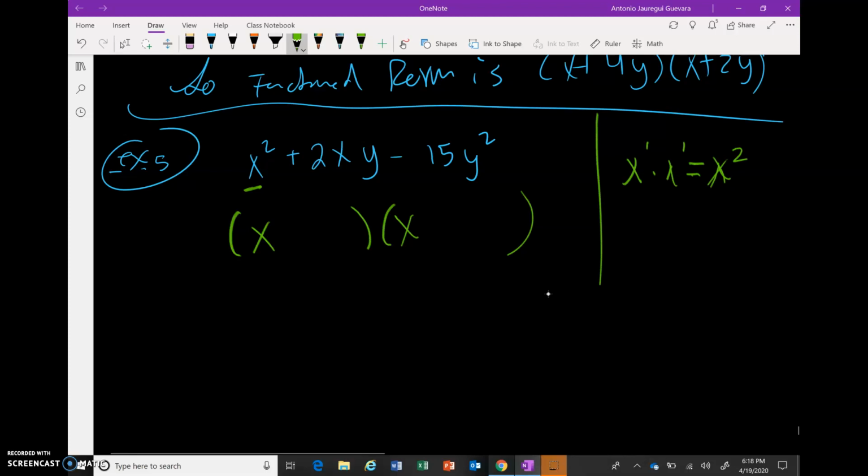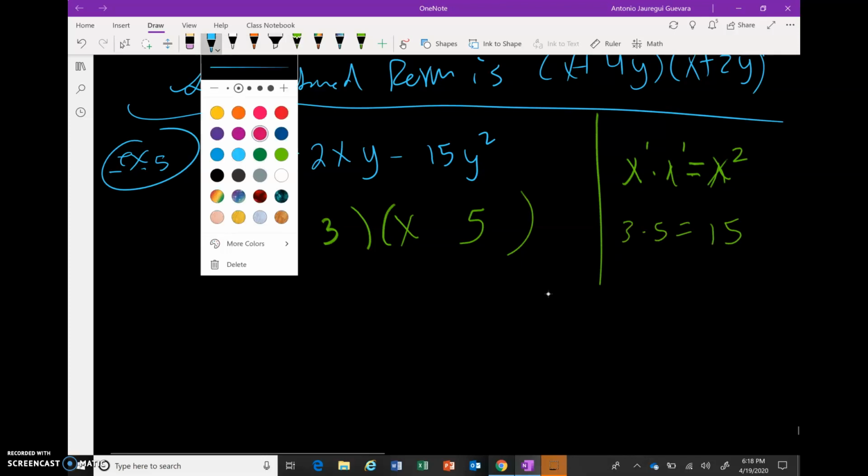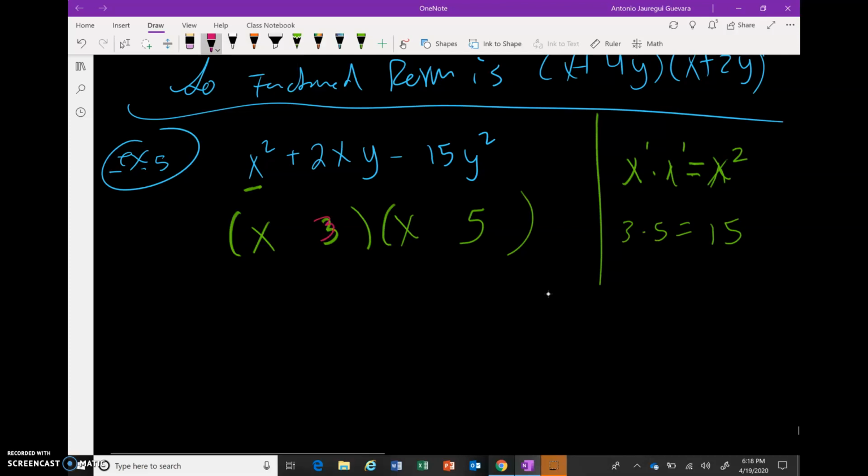The first two numbers you can do are 15 times 1. You can try other numbers, but I think it will be 3 times 5. So 3 times 5 will give me 15, but I want negative 15. So I'm going to make one of them negative, and that gives me negative 15 there.